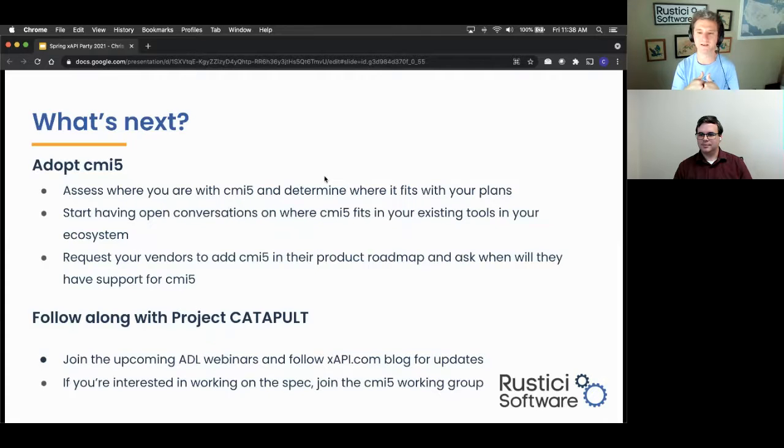So we're going to need everyone in the e-learning space to assess whether CMI5 is the right tool for the job. A screwdriver, a socket, and a wrench all fit a threaded bolt, but one is going to be way easier to use than another depending on the situation you find yourself in. CMI5 is the same way. Assess whether this is the right tool for the job for your team. Start by having open conversations on where CMI5 fits in your ecosystem. This is now a new tool in the toolbox.